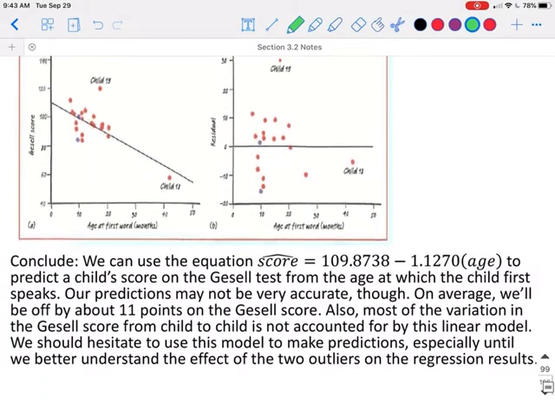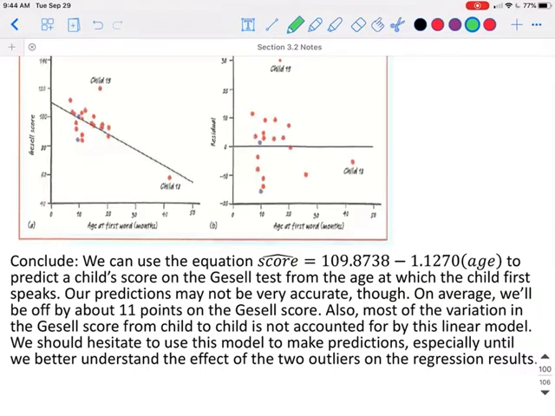So for our conclusion, we can use the equation that we've found before, that the predicted score is equal to 109.8738 minus 1.127 times the age of the first spoken word to predict a child's score on the Gessel test. Unfortunately, our prediction is not going to be very accurate. On average, our estimate is off by 11 points, and we know that 59% of the variation in the children's scores is not accounted for by the linear model.